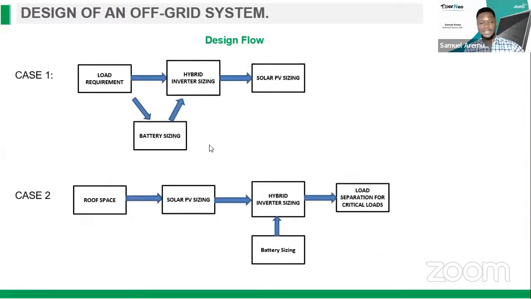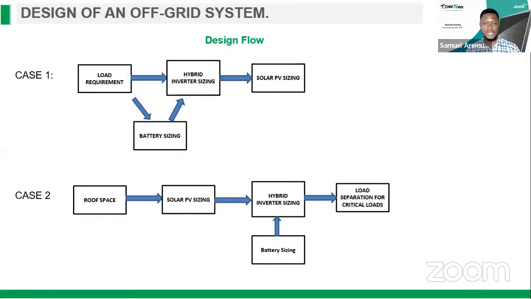So one is design flow. I'm trying to explain two scenarios here. Case one is: what are the steps, what is the flow you follow when designing an off-grid system? One, the most important thing in case one is the load requirement.